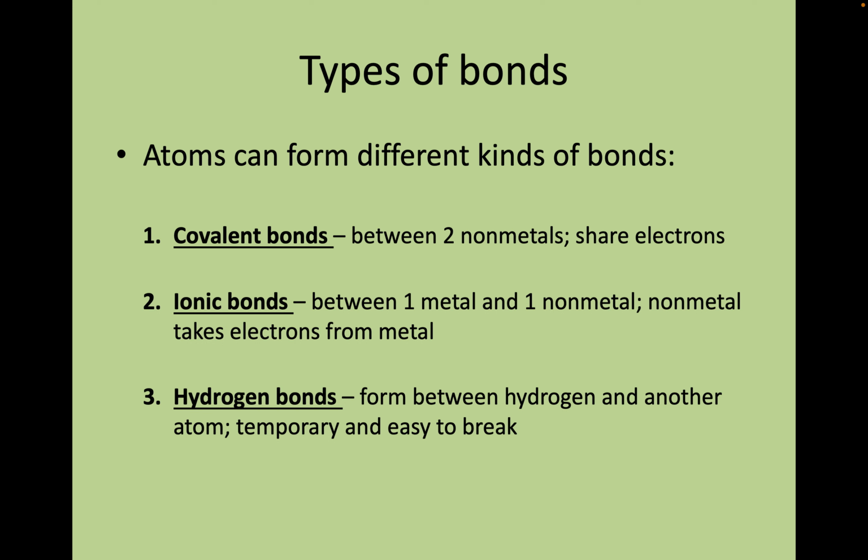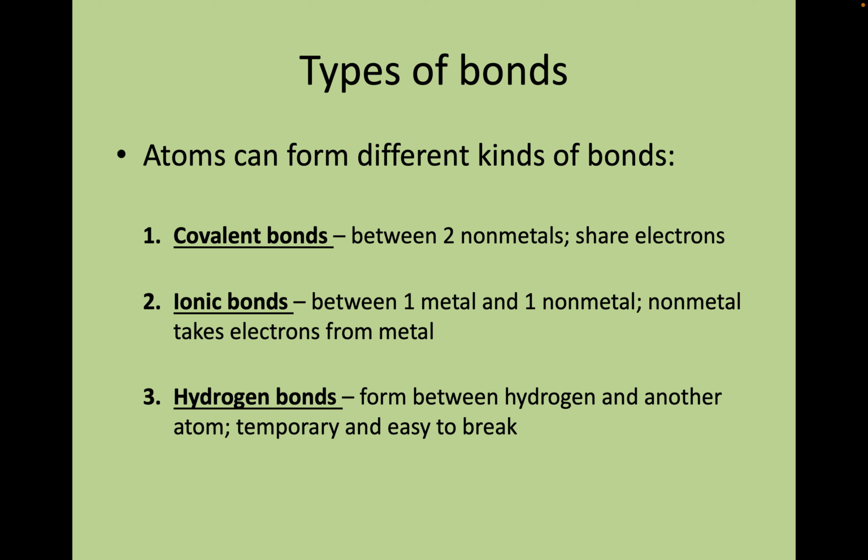Covalent bonds are between two things that are not metal, and covalent bonds share electrons. Ionic bonds are between a metal and a not a metal, and in that case, one takes the electron from the other. Metallic bonds are a thing, but for biology, they're not really important, so I'm just ignoring them right now. And hydrogen bonds are one that is going to come back. It's between hydrogen and another atom.